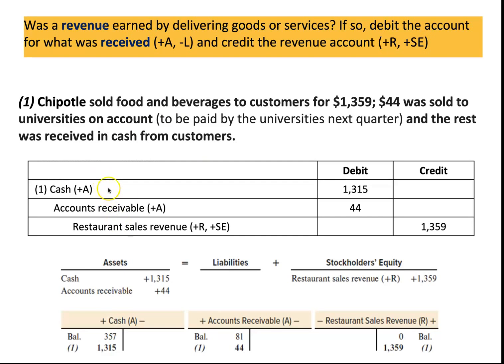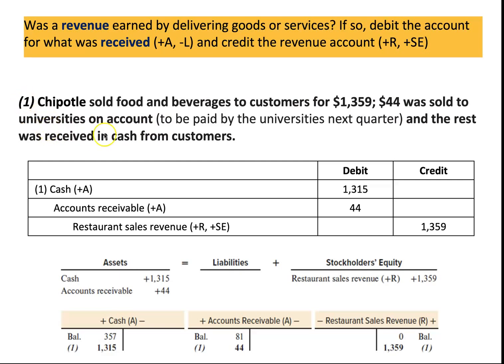So remember, in step 1, we first asked, was a revenue earned by delivering goods or services? If you deliver goods or you deliver services, you earned the revenue. So here's an example. Chipotle sold food to customers for $1,359. $44 was sold on account, which means you're not receiving it right now, you're receiving it later. And the rest was received in cash from customers.